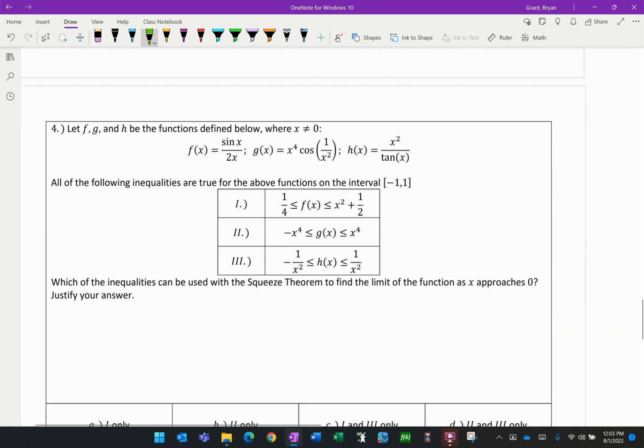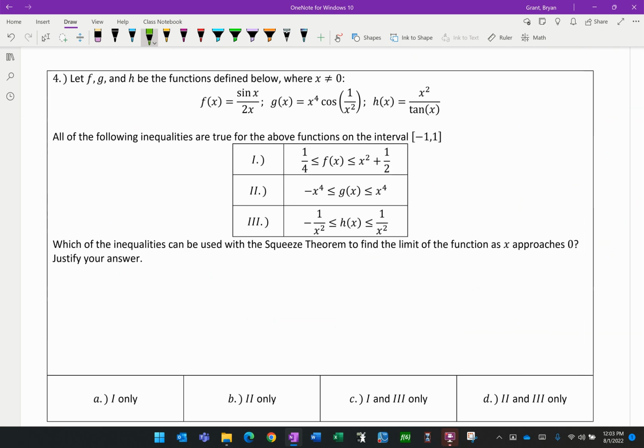All right, 2 to go. Let f, g, and h be these functions. All of the following inequalities are true from -1 to 1. Which of the inequalities can be used with the squeeze theorem to find the limit of the function as x approaches 0? Justify your answer. So it could be 1, could be 2, 1 and 3, or 2 and 3. I think we're going to have to work through and look at 1, 2, and 3 all together.